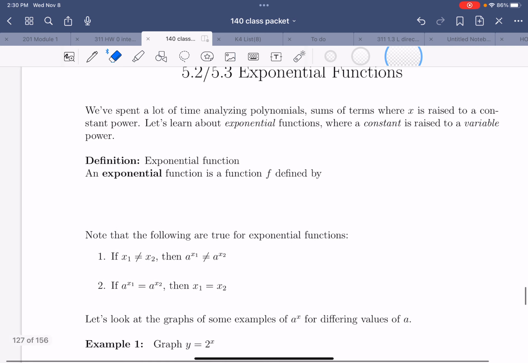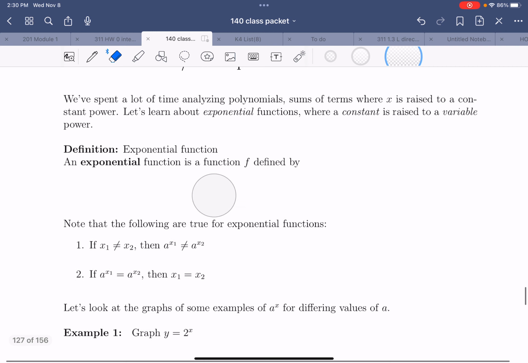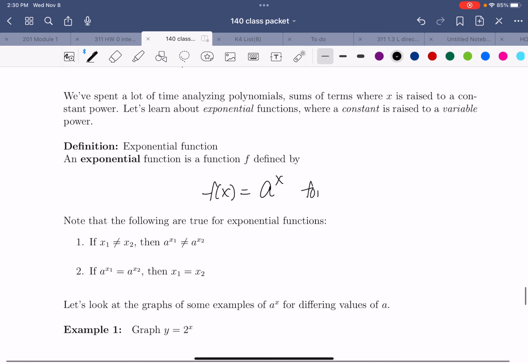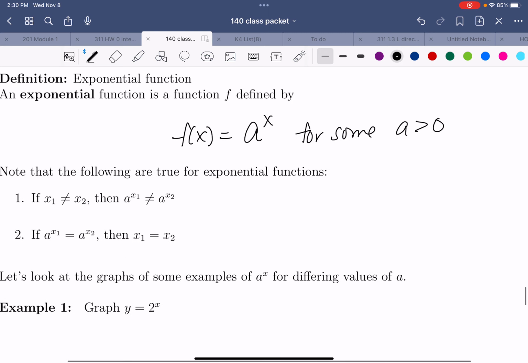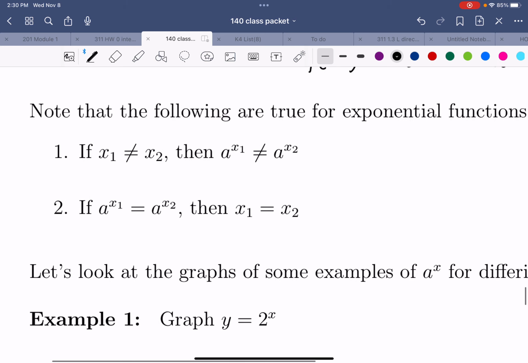So an exponential function is a function f defined by f of x equals a to the x for some a greater than 0. Okay. So a is a number, any number you want, as long as it's positive and not 0, and x is your variable. And here are two things that are true for that.